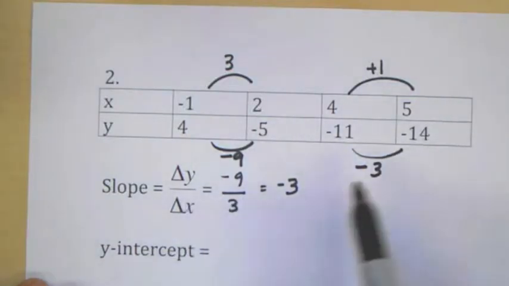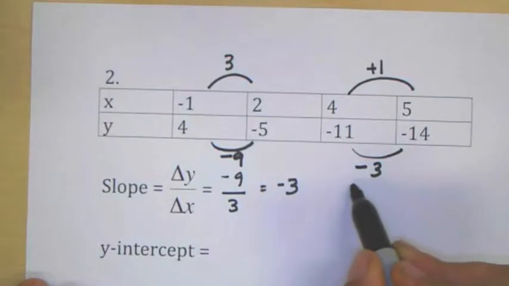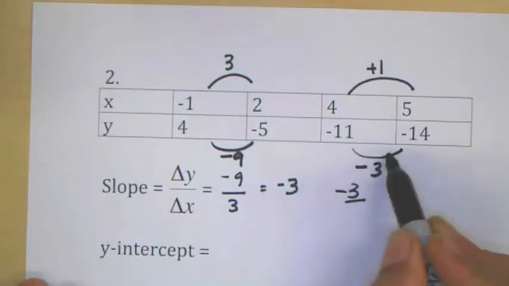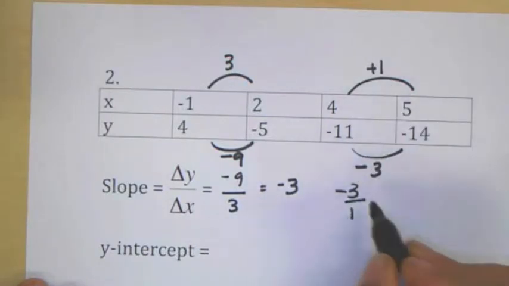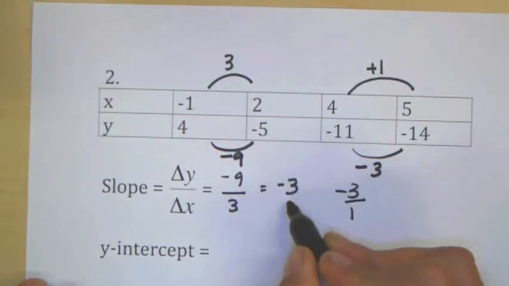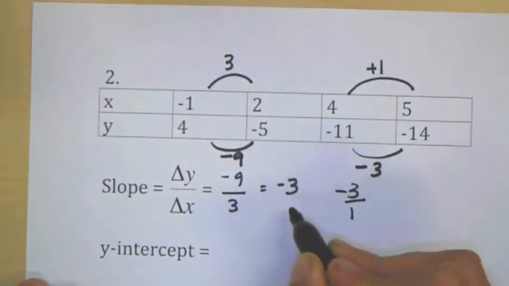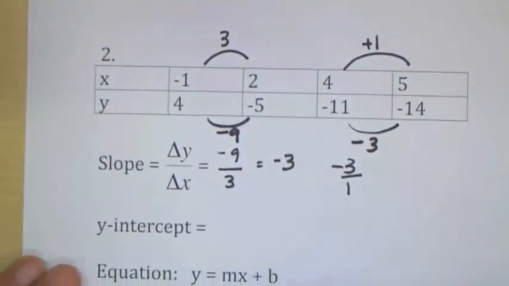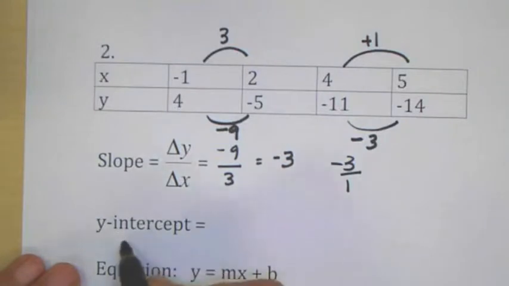That went up 1 in the x, and it went down 3 in the y. Once again, change in y, negative 3, over change in x, positive 1. That simplifies to negative 3. So the slope is negative 3. It doesn't matter which 2 points you pick, you will get the same thing for a linear equation because they have a constant slope, or the same slope throughout.